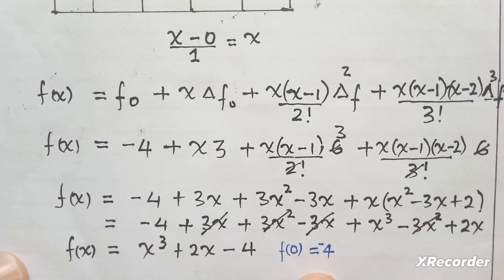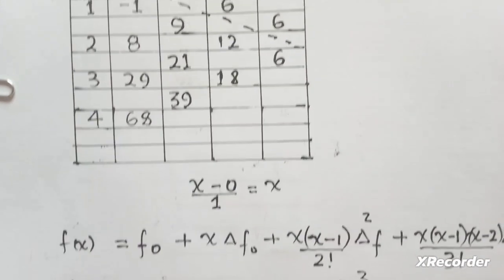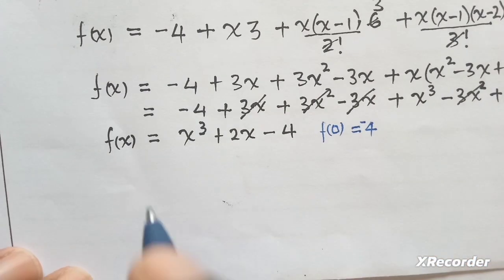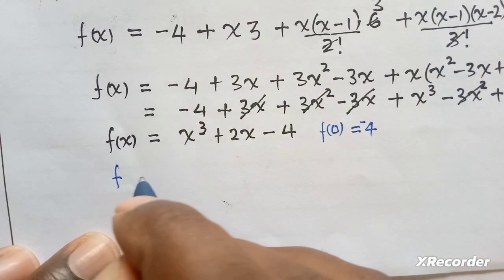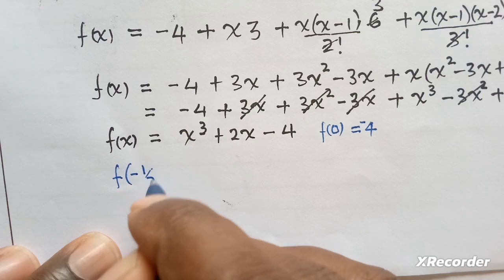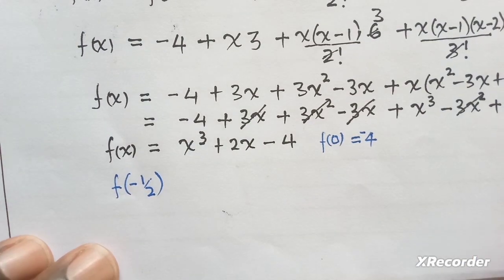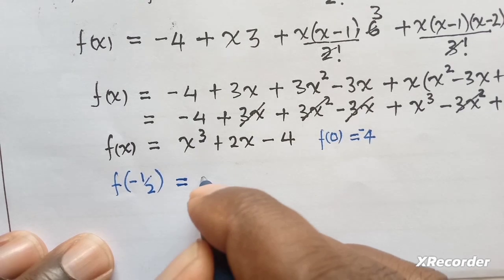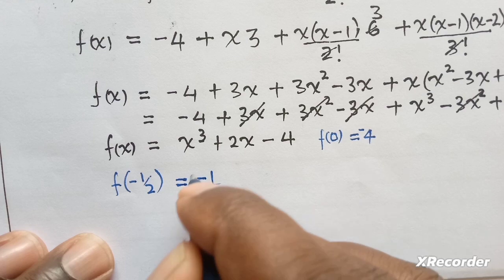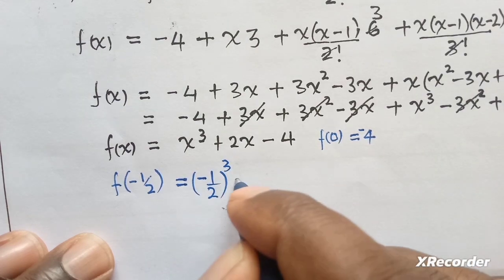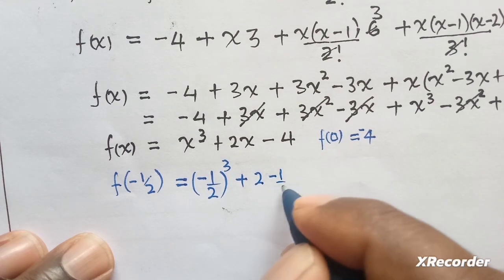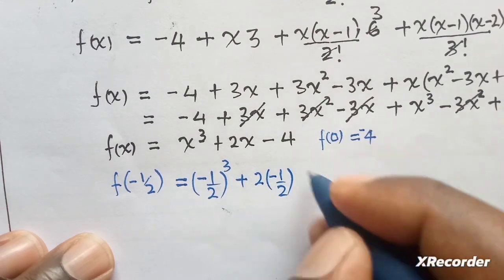So the questions that are asked, guys, are here. The first one is f(-1/2). We find f(-1/2) like that. So this one will be equal to, you can now place it in that equation, (-1/2) cubed plus 2 times (-1/2) minus 4.